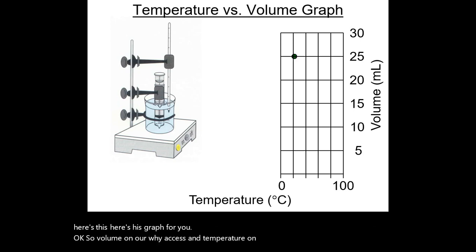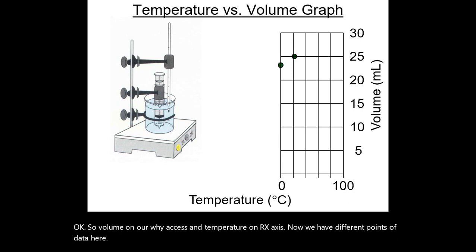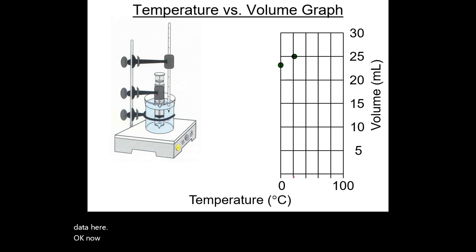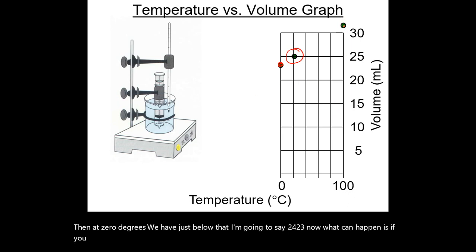Now we have different points of data here. Okay, now at some temperature, 1, 2, 3, 4, 5, so at about 20 degrees, we have 25 mL. Then at 0 degrees, we have just below that, I'm going to say 24, 23. Now, what can happen is if you increase temperature further at 100, you have a certain volume measurement.